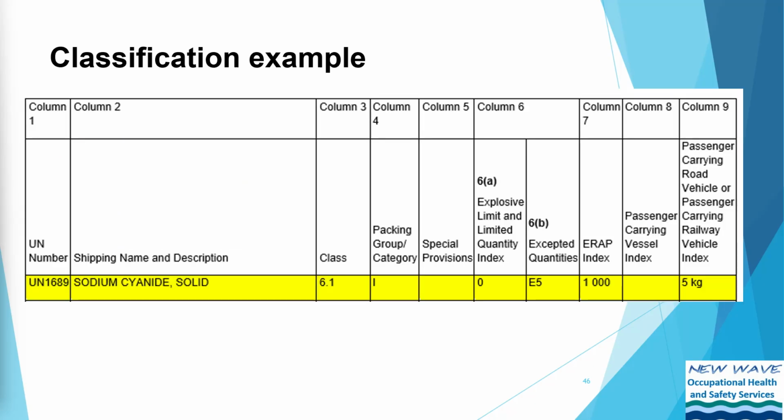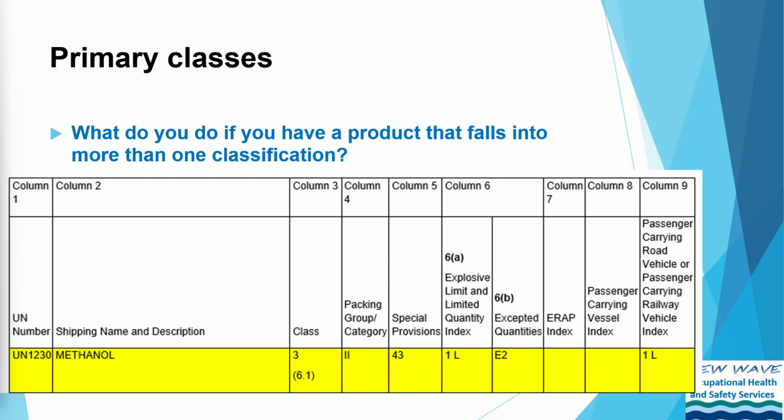And does Schedule 1 agree with us? Well, what do you know? Column 3, class 6.1, column 4, packing group 1. And all of that leaves just one more item to discuss when it comes to classification. What do you do if you have a product that falls into more than one classification? For example, see the methanol entry on the slide.